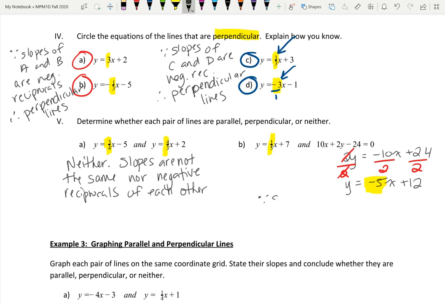So since slopes are negative reciprocals, therefore perpendicular lines. Okay, so if you graphed these two on a grid, then they would be perpendicular to each other. They would create that 90-degree angle.